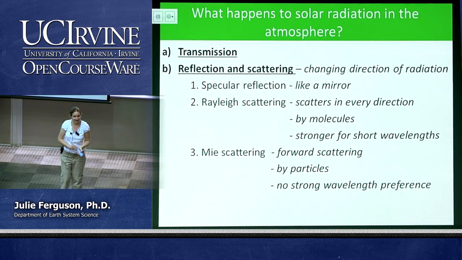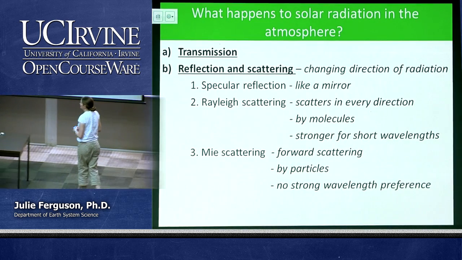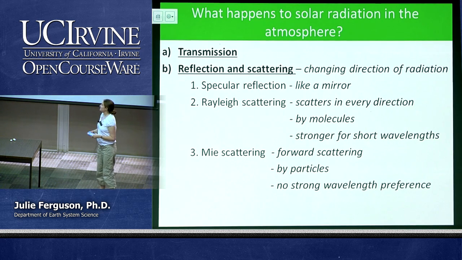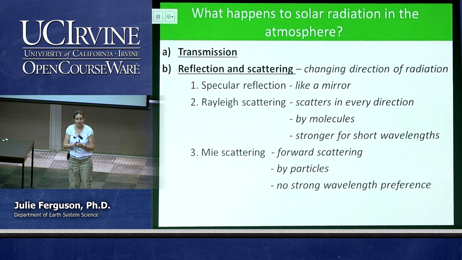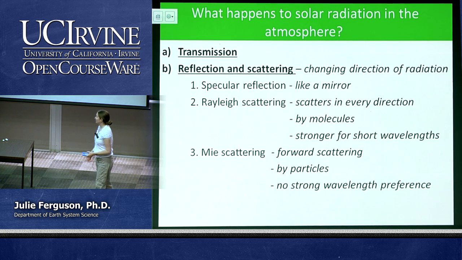So the third thing that happens is something called Mie scattering. And this is just forward scattering. So sometimes some of it comes backwards, but most of it continues broadly in a forward direction. Okay, a little bit might go back. Most of it continues in the forward direction.